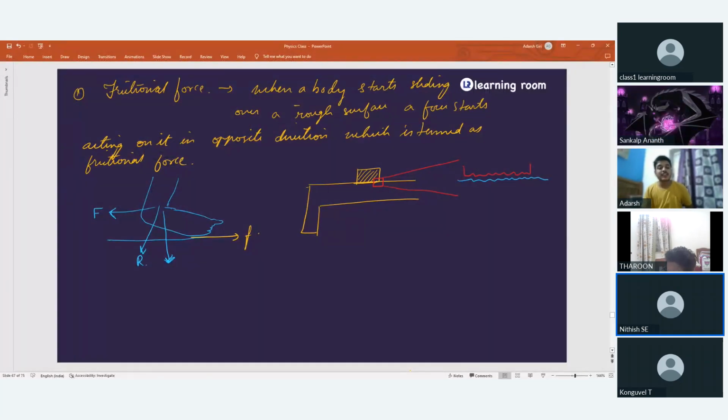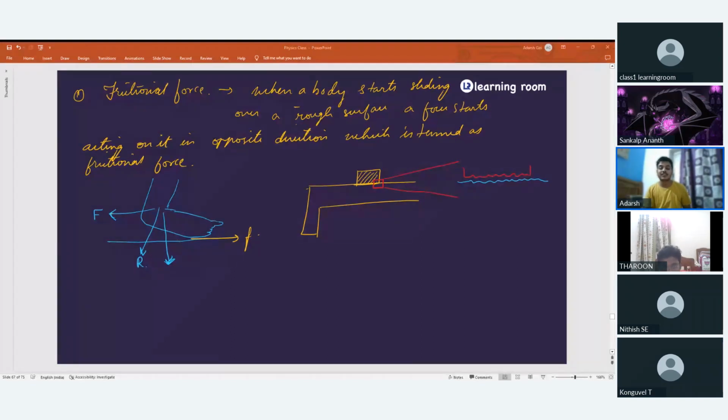Yes, the same thing happens here. If you're applying a force backwards, the friction on the ground will apply the force in the forward direction, and friction has a tendency to oppose everything.